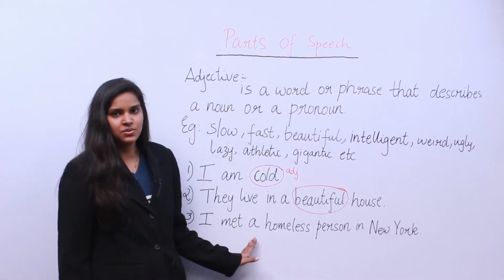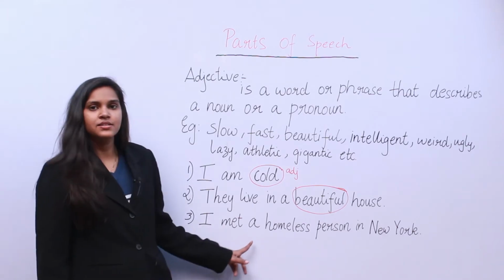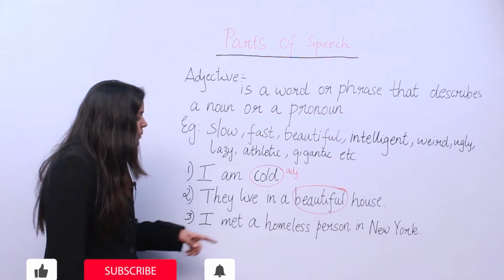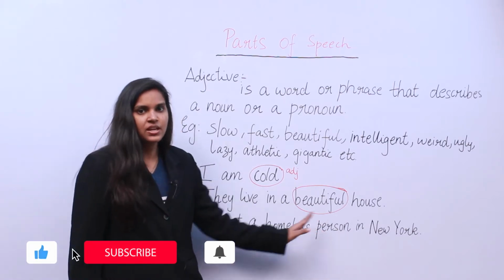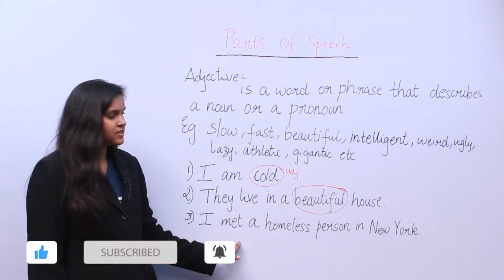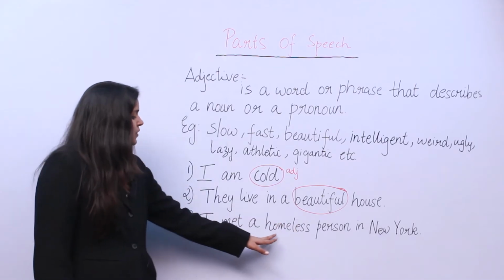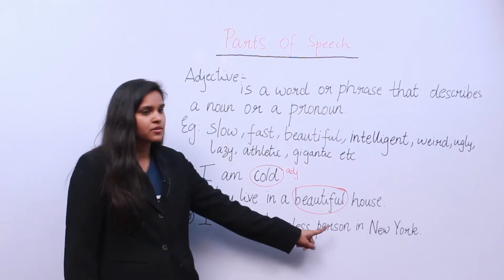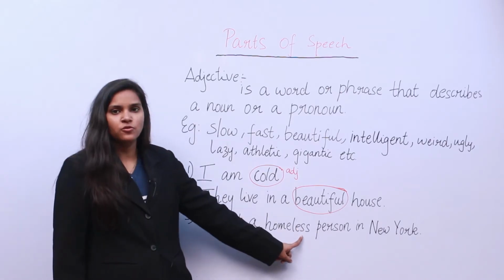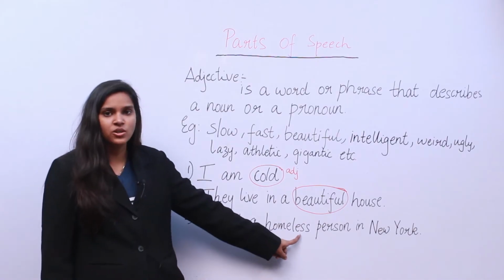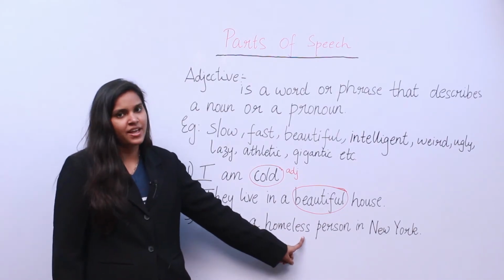Let's do another example. I met a homeless person in New York. Person is my noun here. There are other nouns as well in this sentence, but the one modified is person. So how is it modified? By giving me extra information about the person. That is, the person is homeless. So this becomes my adjective.